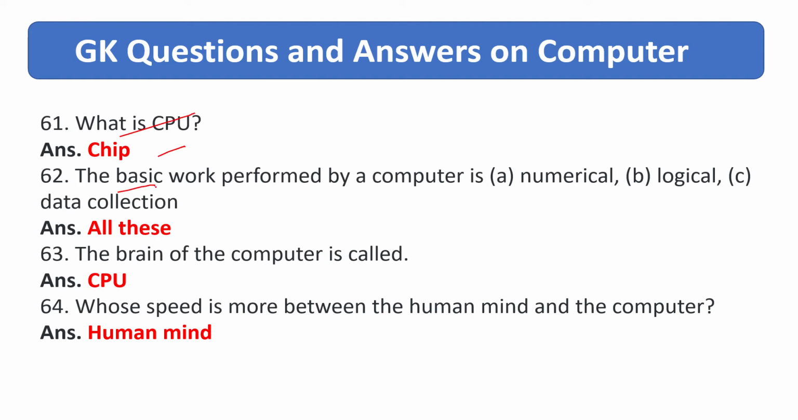The basic work performed by a computer. A numerical, B logical, C data collection. Answer is all of these. The brain of a computer is called? Answer is CPU. Whose speed is more between the human mind and the computer? Answer is human mind.